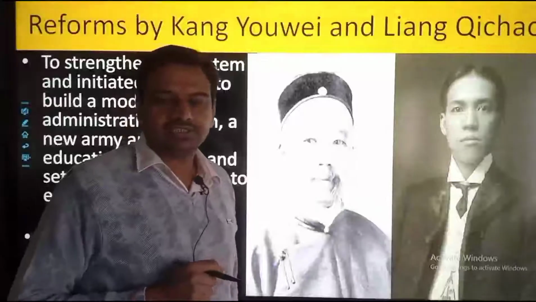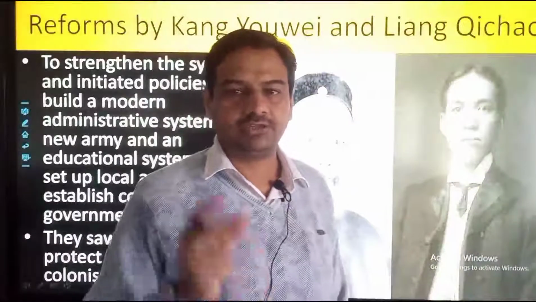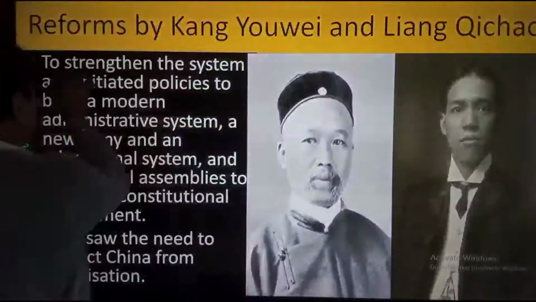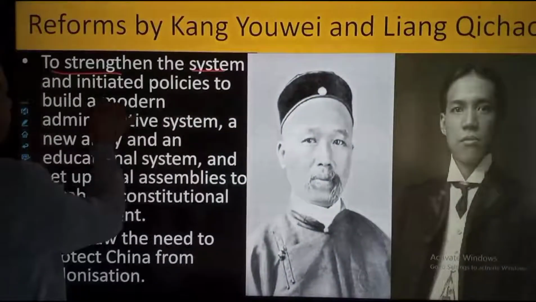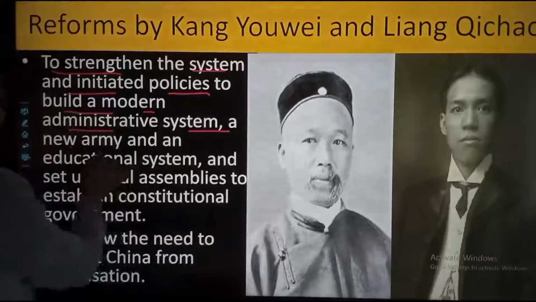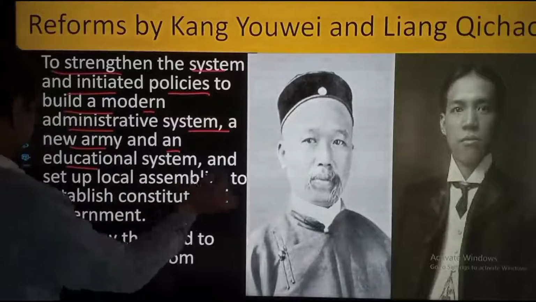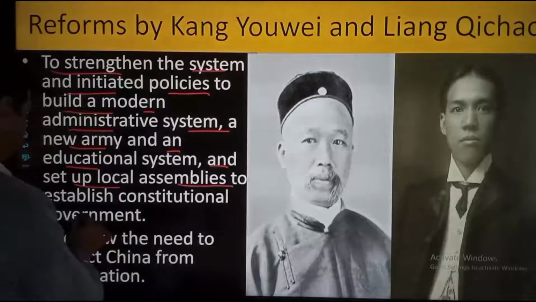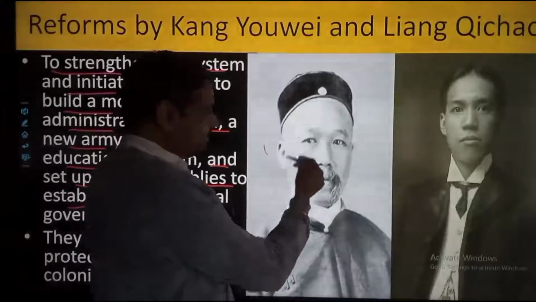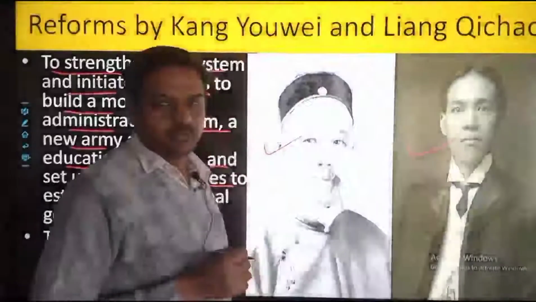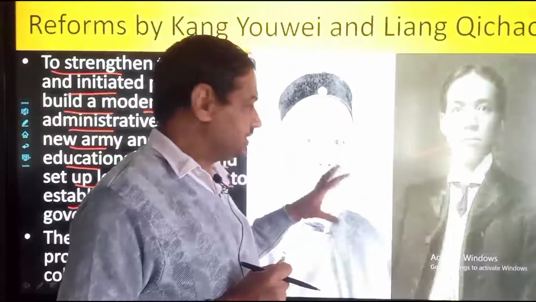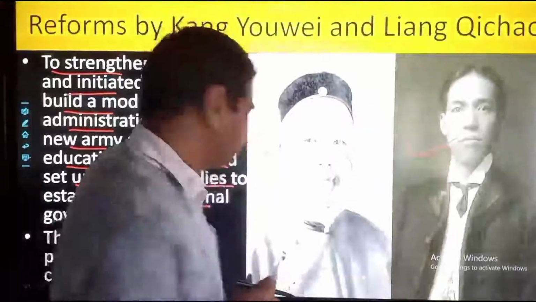Now we will discuss the reforms which were initiated by two people, Kang Youwei and Liang Qichao, to strengthen the system. They initiated policies to build a modern administrative system, a new army and an educational system, and set up local assemblies to establish constitutional government. So these were the two people, Kang Youwei and Liang Qichao. They worked for making a constitutional government in China, and these were the Qing reformers. At the time of the Qing dynasty they started these reforms.